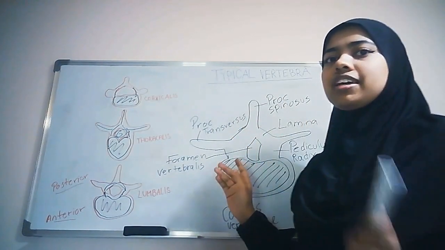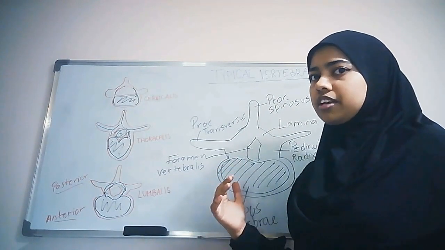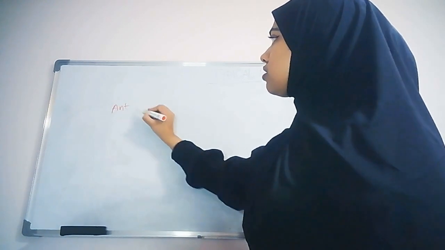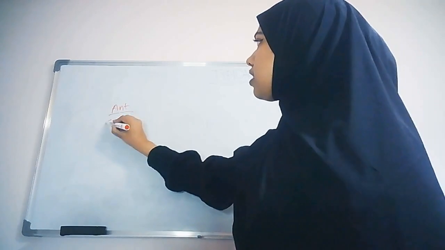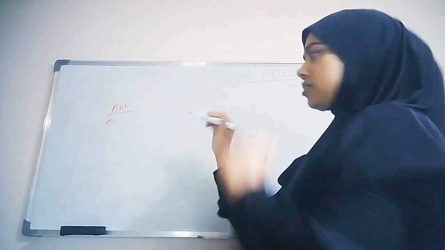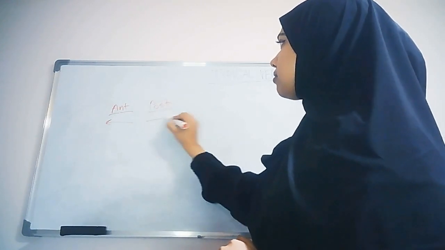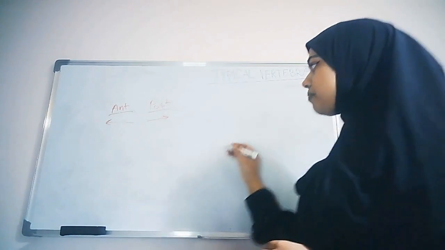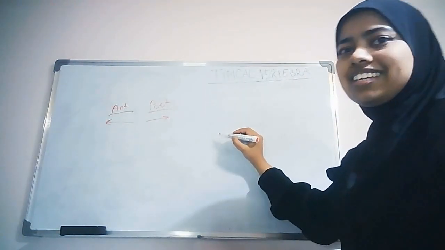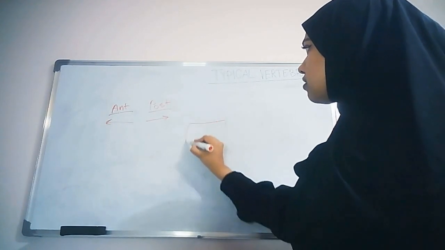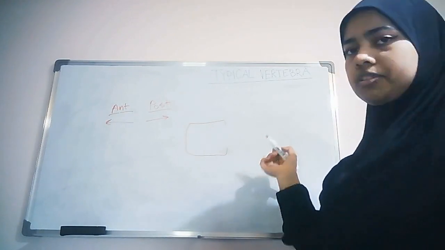I will draw one from a lateral view also, so we can see how it looks. Always make sure you know what directions you are drawing in. So this is anterior, so this is anterior, and this will be posterior. There. Okay, so these are the directions. So we'll start with the easiest part, and that's the corpus vertebra. So it looks like this from the side, okay?